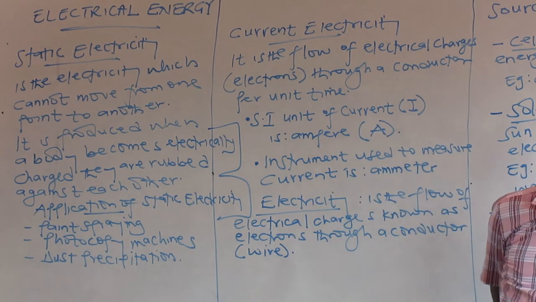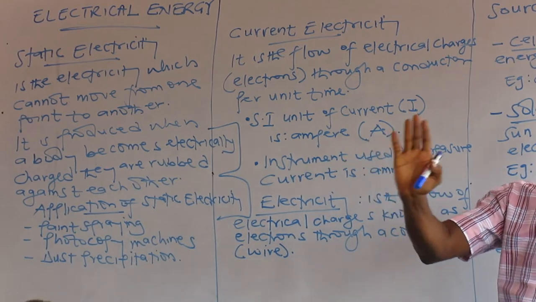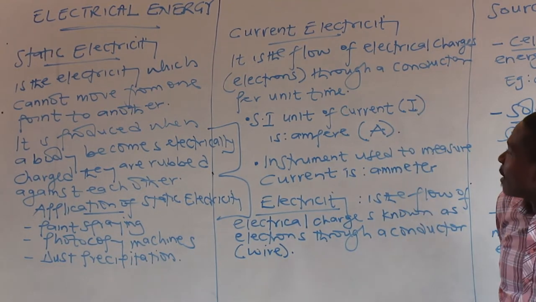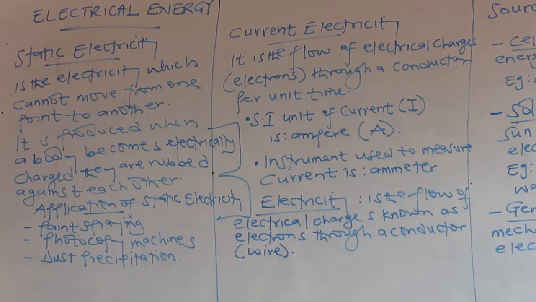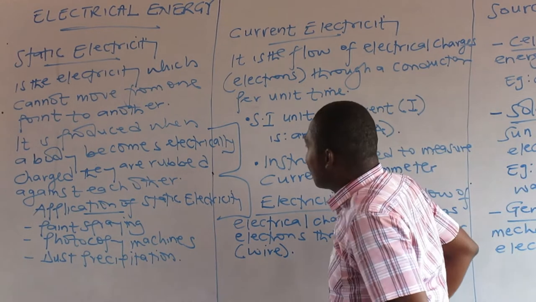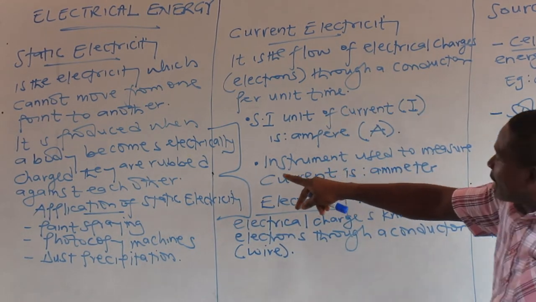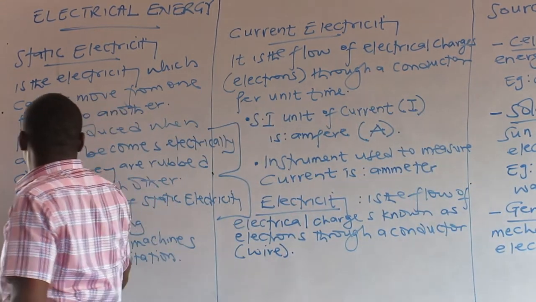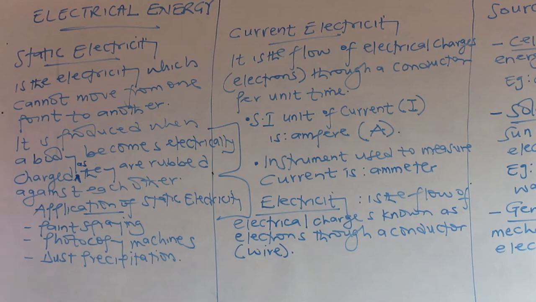So what is static? Static means at one place, right? It doesn't move. So it is electricity which cannot move from one point to another. It is produced when the body becomes electrically charged as they are rubbed against each other.